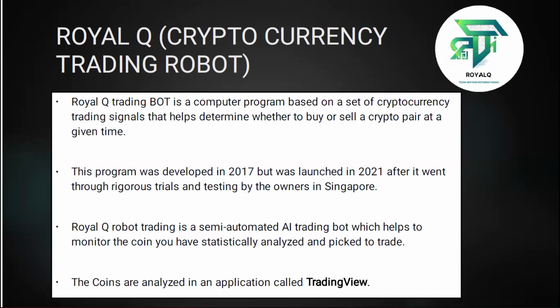Okay, so now the coins are analyzed in an application called TradingView. Before we go on to the robot to give it the instructions to trade for us, we have to go and analyze these coins to know what settings will be inputted on the RQTMI before it will carry out the trading for us on our Binance account.